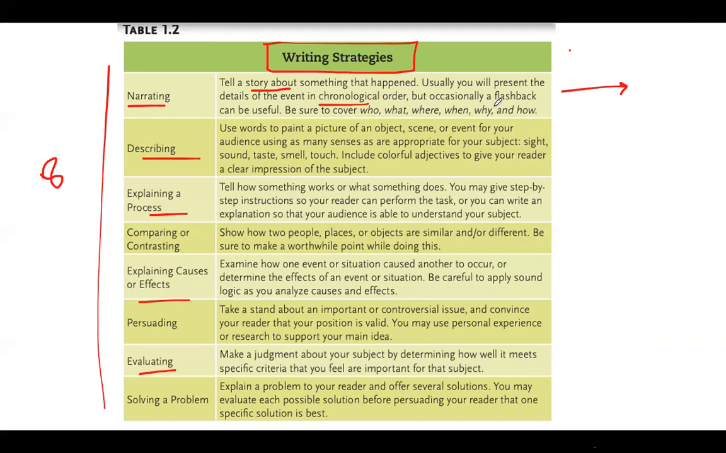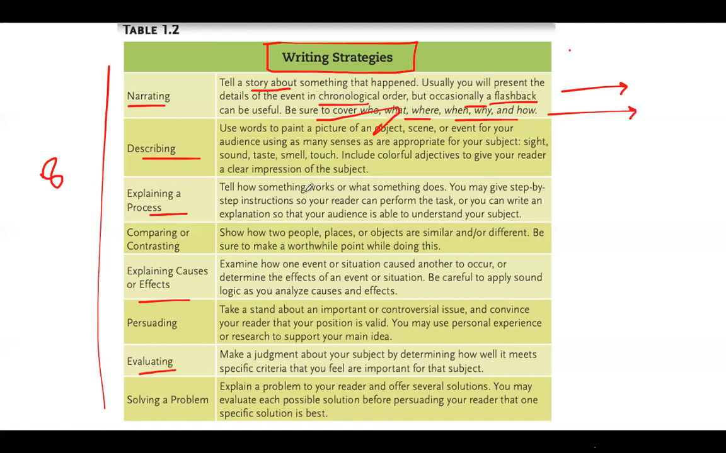All right. But you can also use flashbacks as well, especially in postmodern literature. You see they have very different narrating techniques. So you have to cover who, what, where, when, why, and how. You have to keep these questions in your mind, and then you will be able to frame a very good story, and that you will call a narrating writing strategy.